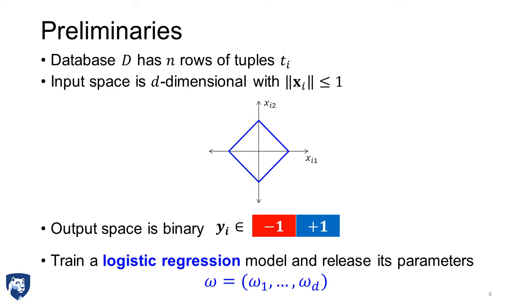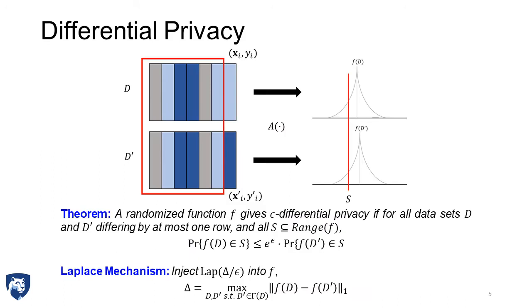For a particular database, we assume that the input is normalized to the L1 norm. Additionally, we assume that we are dealing with binary output and seek to release the parameters of a fitted logistic regression model. Differential privacy is a mathematical notion of privacy that can be employed to reduce the risk of discerning an individual's participation, or lack thereof, in a dataset.